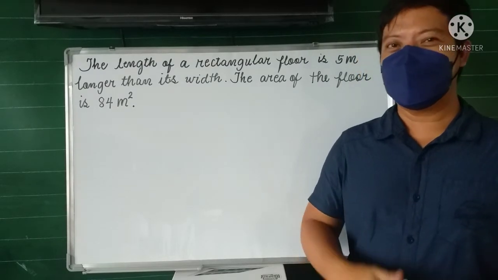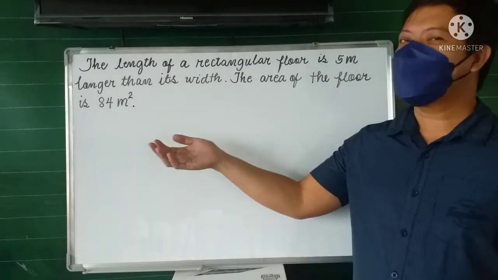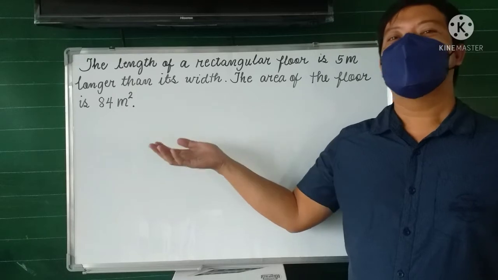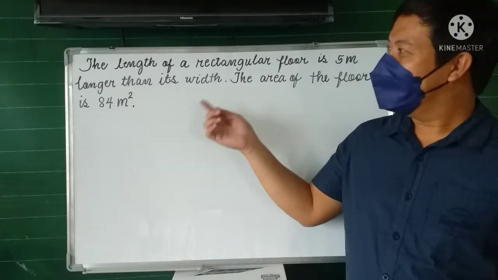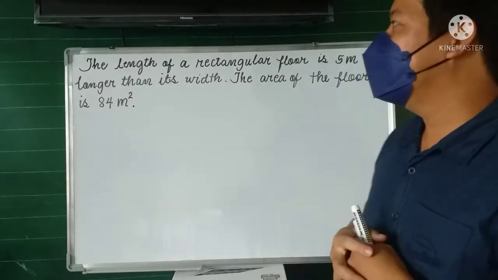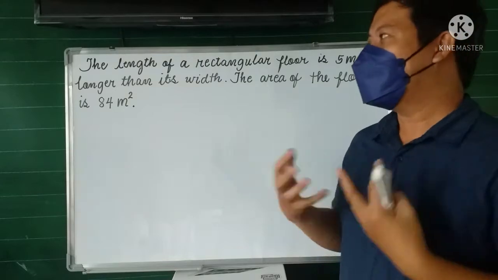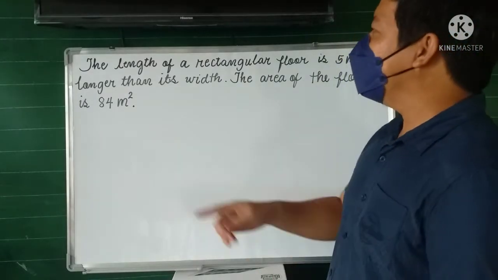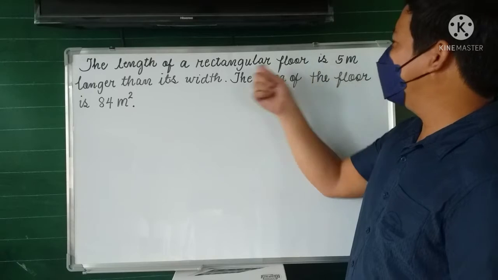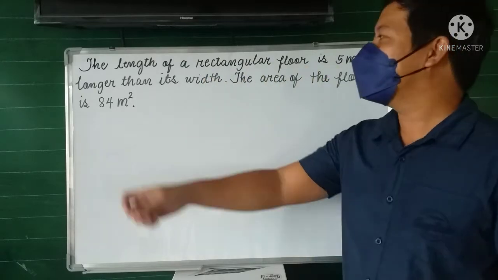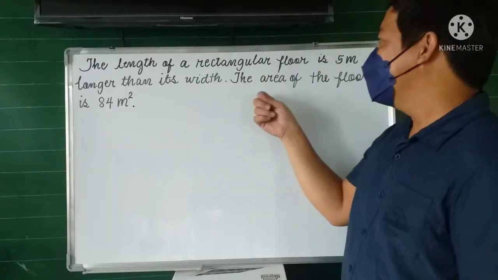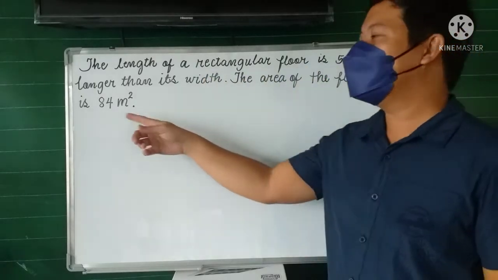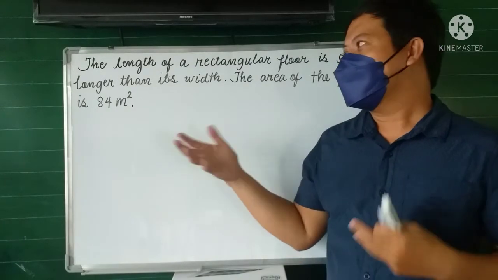So today I will discuss to you solving problems involving quadratic equations. This problem is an example of a problem involving quadratic equations. Let me show you. Okay, the length of a rectangular floor is 5 meters longer than its width. So the area of the floor is 84 square meters. Take a look at this.